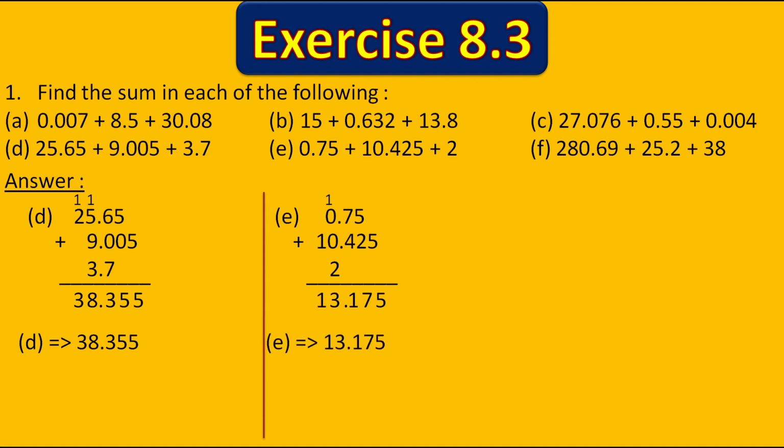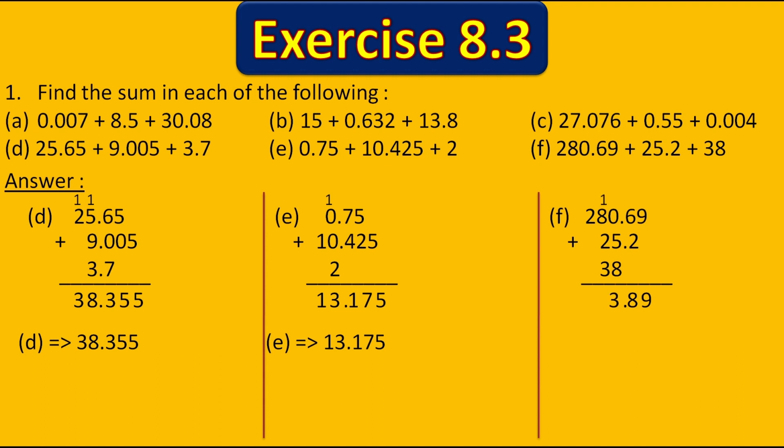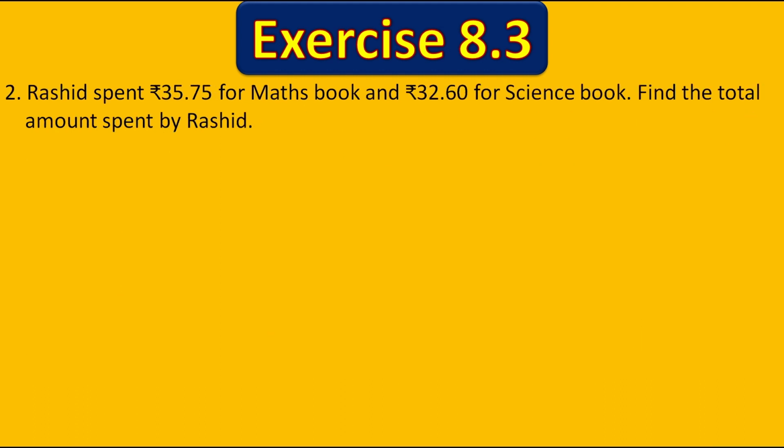Okay, next we have 280.69, 25.2 and 38. Okay, now 9 will come as it is. Now 6 plus 2 will give you 8. Decimal point will come down. Next 8 plus 5 will give you 13. Carry forward 1. So 8 plus 1 plus 2 plus 3 will give you 14. 2 plus 1 is 3. So the answer is 343.89.